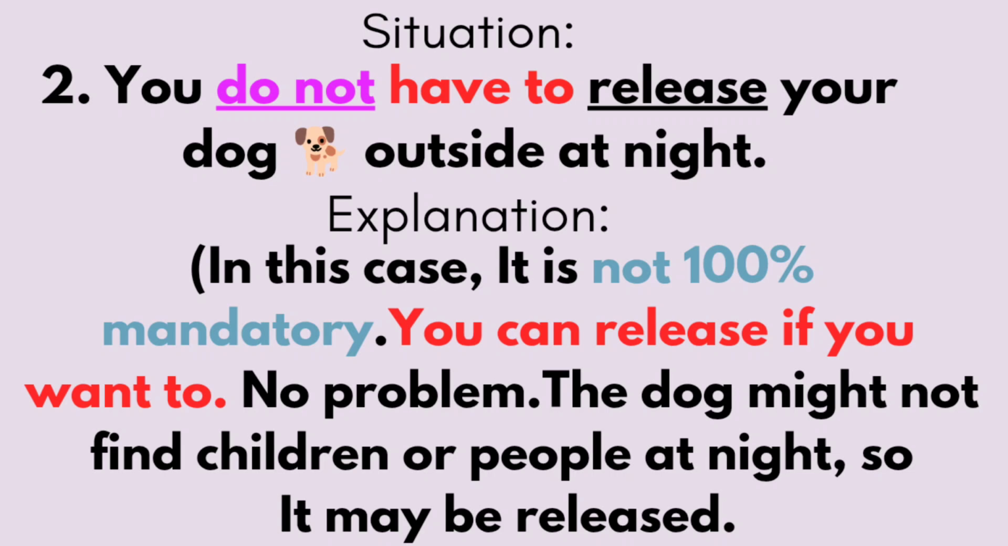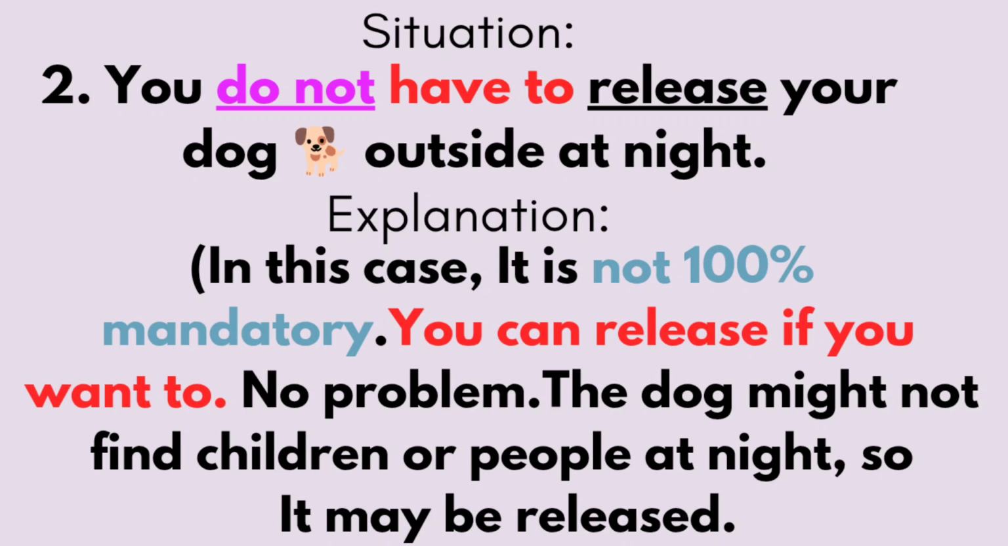It may be released. So look at the explanation that I have given. You don't have to release your dog outside at night. If you want to, you can release it, no problem. It is not 100% mandatory. I hope it is clear. Must is used for 100% mandatory things. If you use have to, like you do not have to or she doesn't have to, it means there is an alternative. We can do that. I hope it is clear.